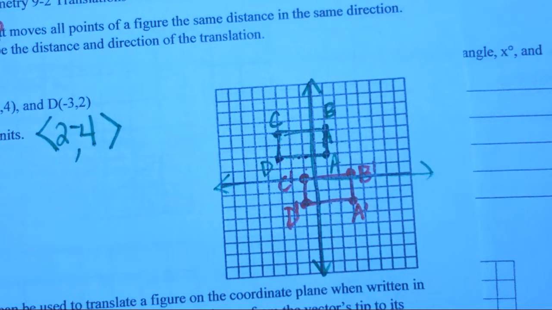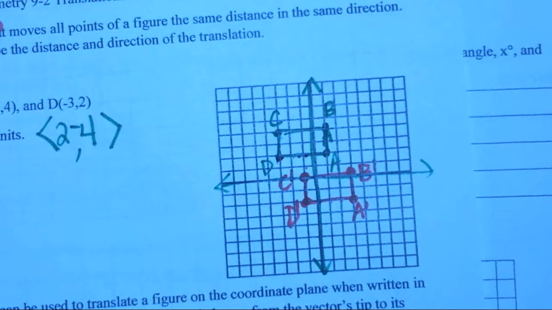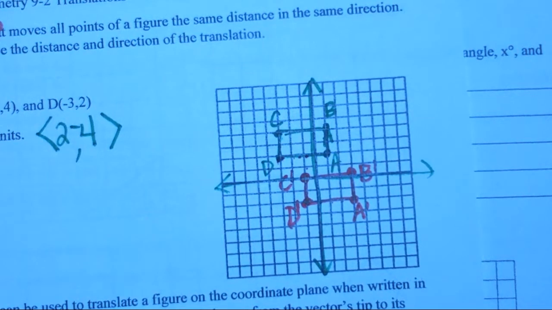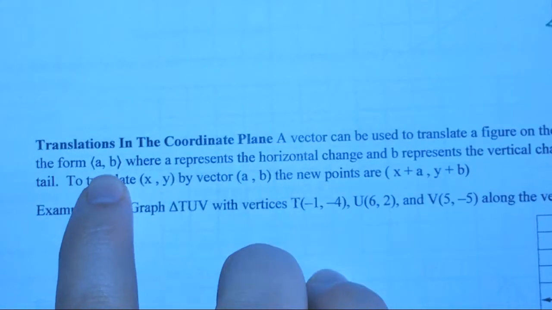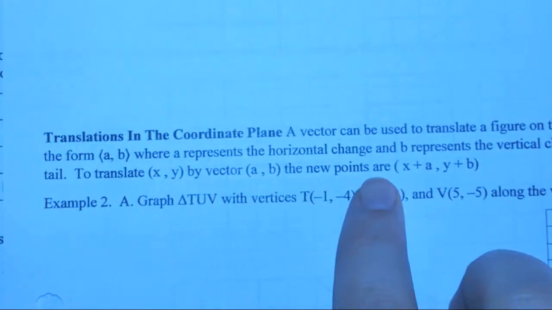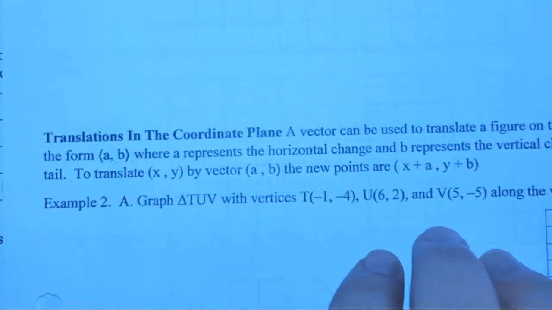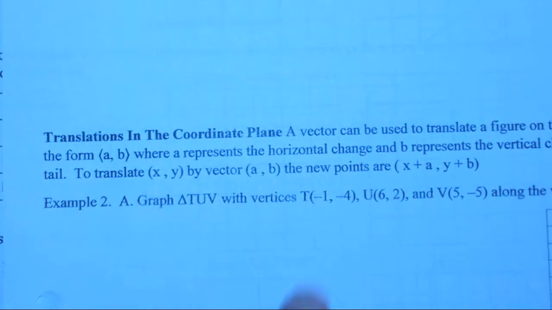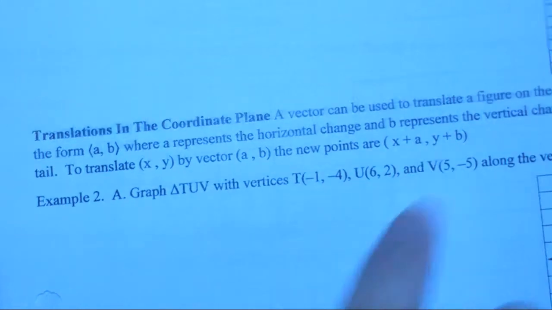Okay, are there any questions about that example? I didn't think so. Okay, next it says translations in the coordinate plane. A vector can be used to translate a figure in the coordinate plane when written in the form, and that's our translation vector, A B, with brackets, where A represents the horizontal change, B represents the vertical change. And to translate, the new points are X plus A, Y plus B.